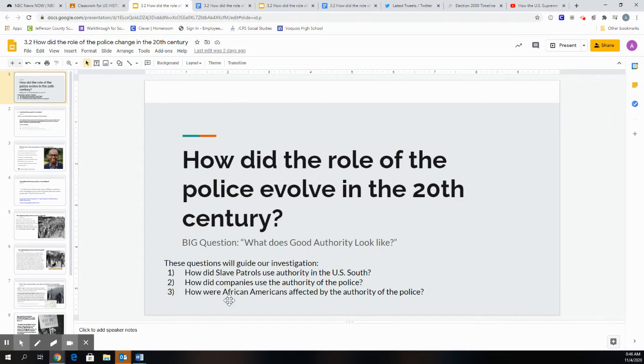So what we're going to look at: how did slave patrols use authority in the U.S. South? Because that was a big deal even in the early 1900s. How did companies use authority of the police? That's how businesses use the police to protect their interests. And then how were African Americans affected by the authority of the police? Again, authority, that's just the ability to kind of tell people what to do and to make and enforce rules. So that's authority.